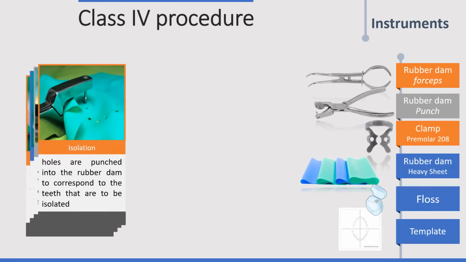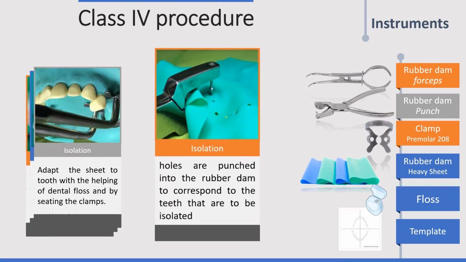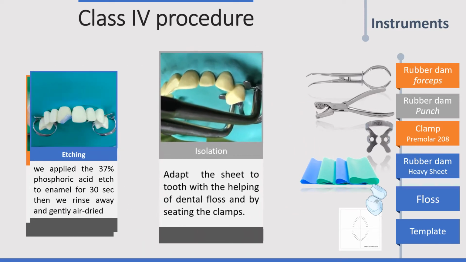Fast forward to rubber dam procedures associated with etching and bonding. For that, we need rubber dam forceps, punch, premolar clamps, heavy rubber sheet, dental floss, and a template. The isolation is done as follows. To determine the location of the teeth using the template, we use the punch to make holes in the rubber sheet guided by the template, corresponding to the teeth that should be isolated. Then adapt the sheet to the teeth with the help of dental floss to be tightly fixed, and seat the clamps using the forceps.